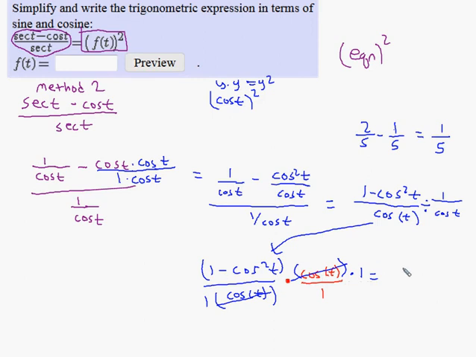Now this 1 minus cosine squared, you'd think that I'd be done now because the problem said simplify and write the trigonometric expression in terms of sine and cosine. So I'm done. I wrote it in terms of a single trig function, but this is where this part here comes in. It says keep working on the problem until you get the structure where you have a single equation being squared. Well, I don't have that.